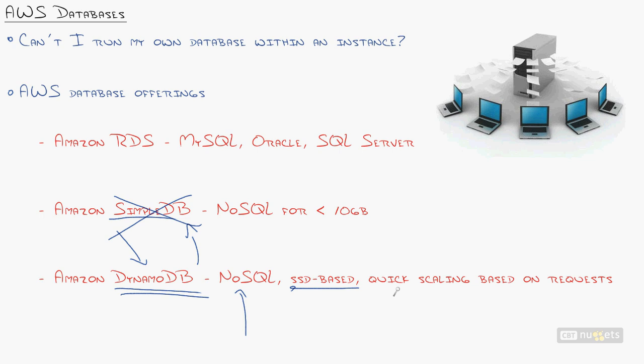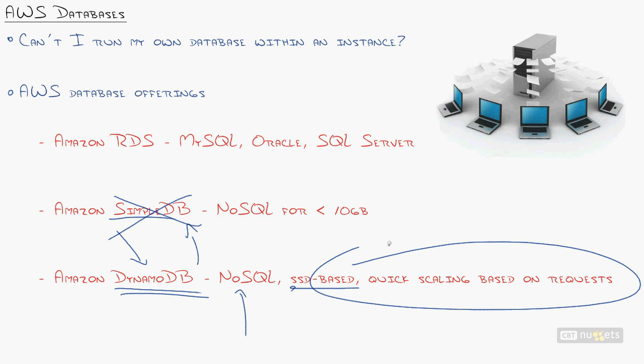It is solid state disk based, meaning we're not using traditional hard drives, which can only go so fast. We're using SSD, solid state disks, which go really fast. And then the scaling for this is so simple. Amazon really went out of their way.